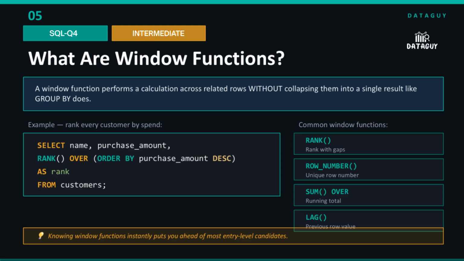The most common one is RANK. SELECT name, purchase_amount, RANK() OVER (ORDER BY purchase_amount DESC) AS rank FROM customers. This ranks every customer by how much they spent without removing any rows from the result. If you can explain and write a window function in an interview, you instantly stand out from most candidates.